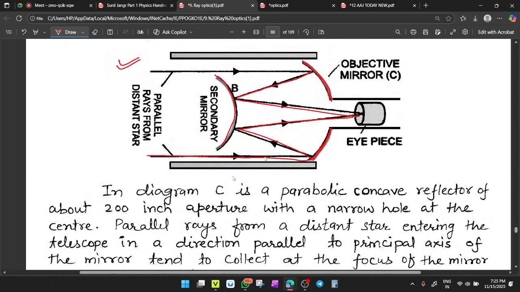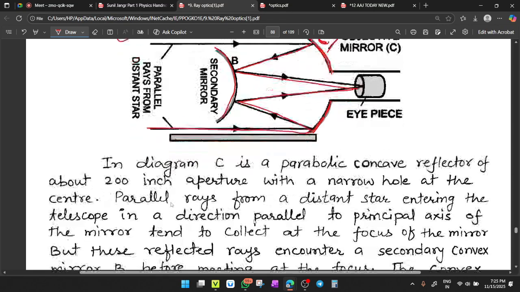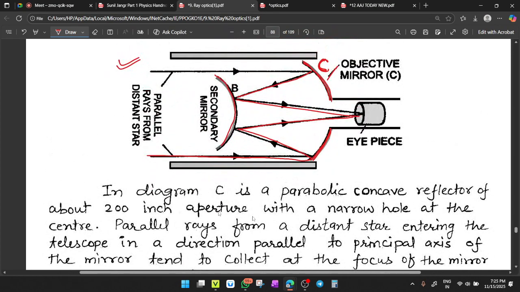Indeed, in the diagram, C is the capital C. C is the parabolic concave mirror. So I'm talking about this. Capital C is the parabolic concave reflector of about 200-inch aperture, with a narrow hole at the center.